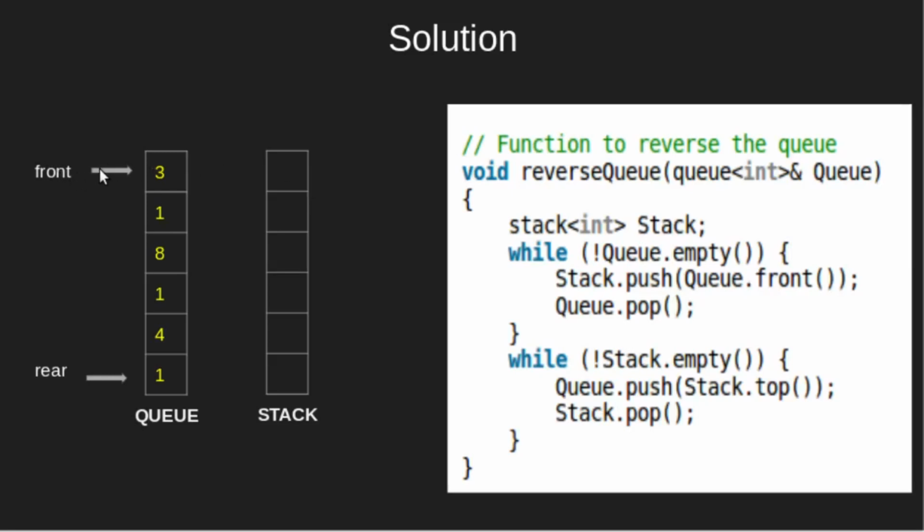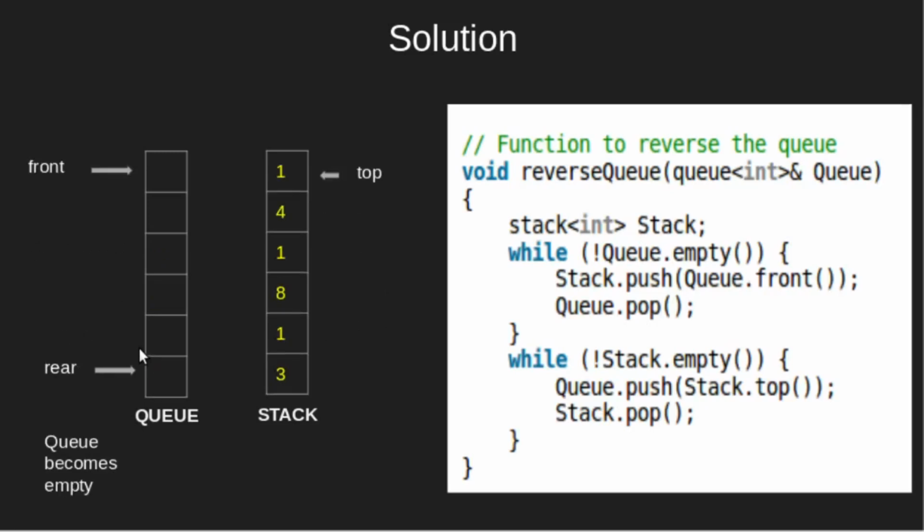Thus, the front pointer will move forward. We'll dequeue the elements till the queue becomes empty. So, now our queue becomes empty and rear is at the start of the queue.